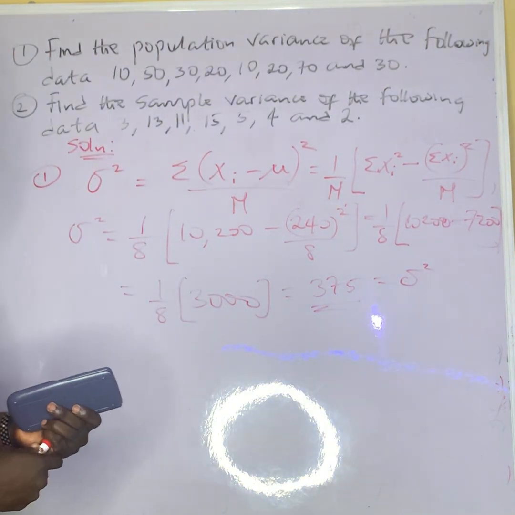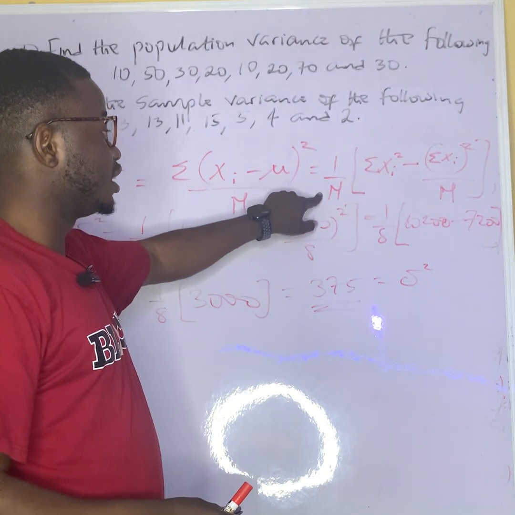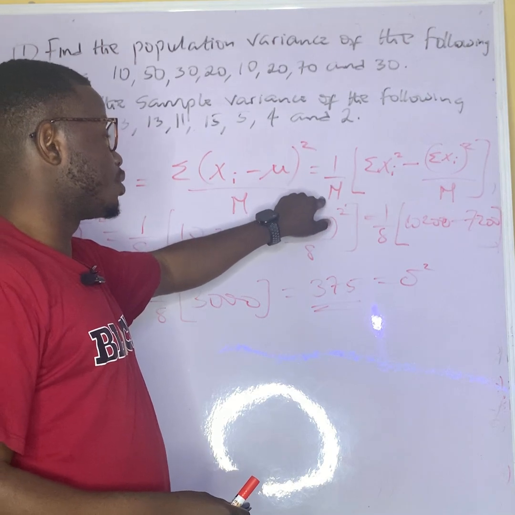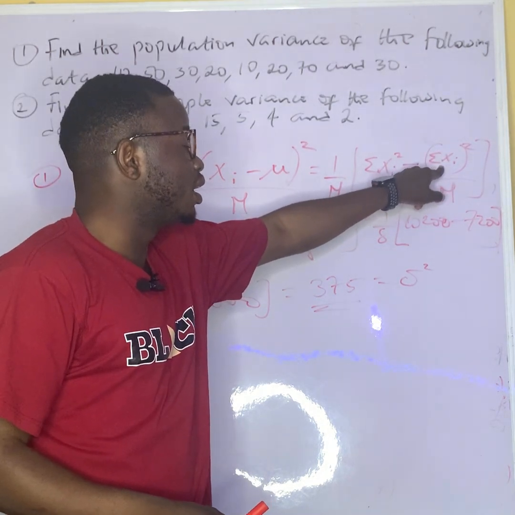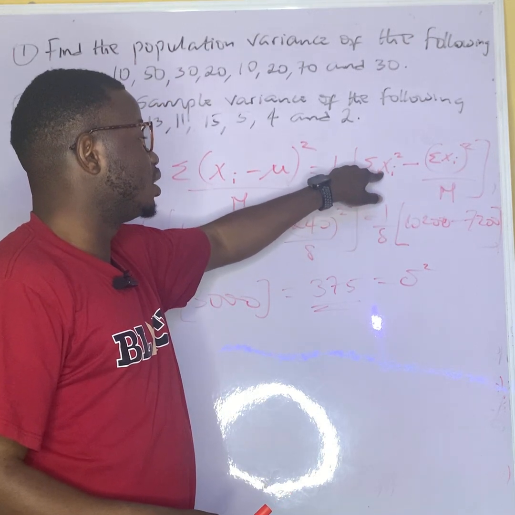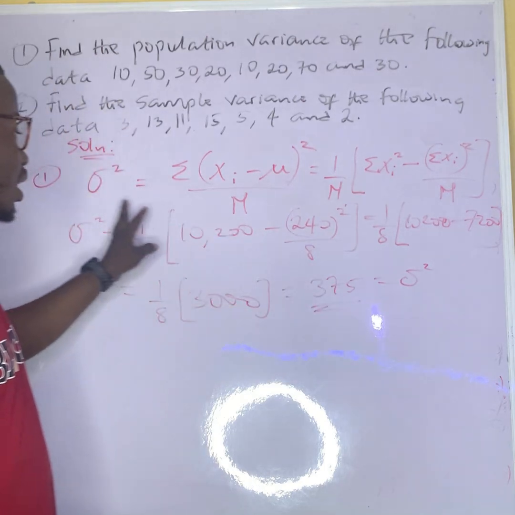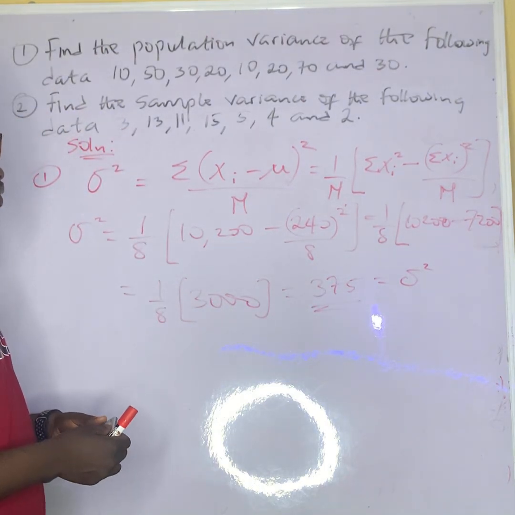To obtain population variance, we can easily make use of this particular formula by counting the number of data given, that is the number of observations. Now for the total, we find the sum of the data given, then we square the data one after the other and find the sum. We just insert it directly into the formula and solve it like that.